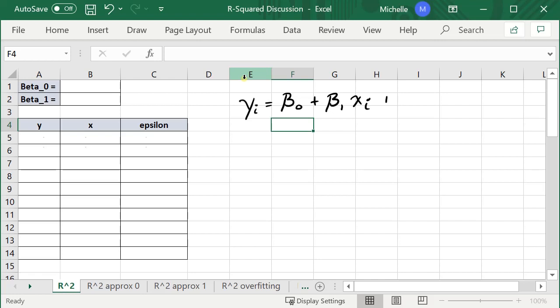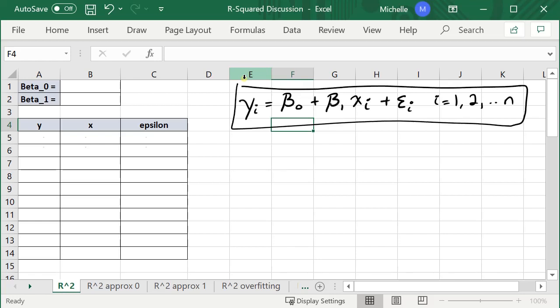x sub i plus epsilon sub i, for i equals 1 to n. All right. And in real life, we do not know what this model is exactly, right? So we don't know exactly what is beta naught, the intercept, and what is beta 1. We also don't know exactly what the model errors are, epsilons, right? So what we do is we collect data, and then we estimate all these guys.